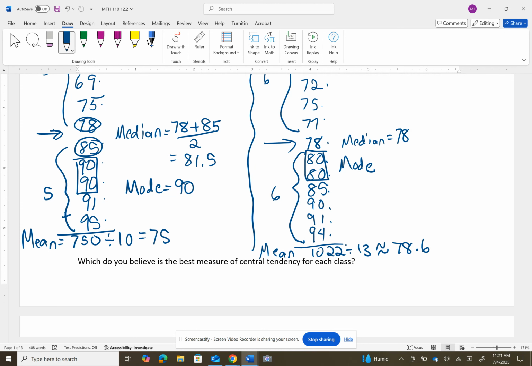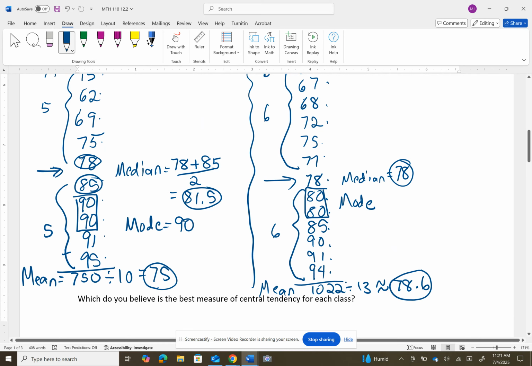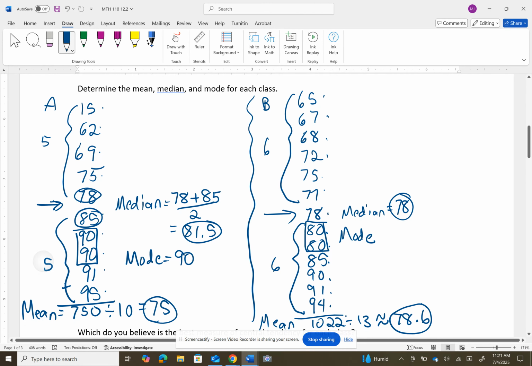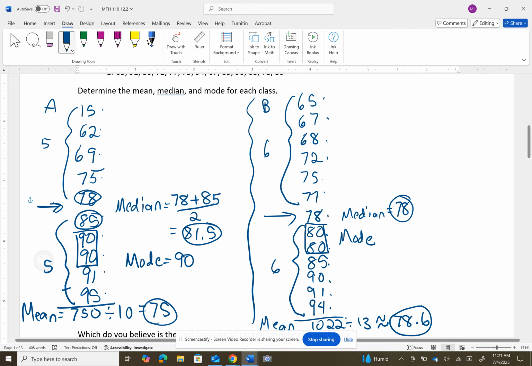Notice that with data set B, the median and the mean were pretty close together. But when you looked at data set A, the mean was much lower than the median. I think for data set A, you could argue that the median might be a better measure of central tendency. It might be more representative of how the class performed, because you notice that in that class, there was one super low score compared to all the others. Those really low values can really affect the mean.